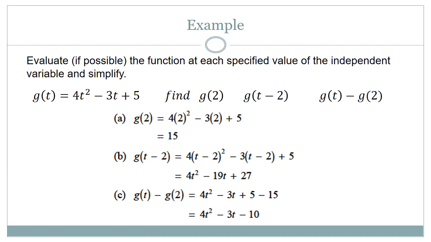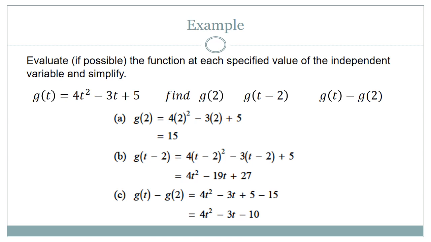So you don't see it here because this was done quickly. It skipped a lot of steps. But you're going to have to do 4 times t minus 2 times t minus 2. So you'll have 4 times t squared minus 4t plus 4.